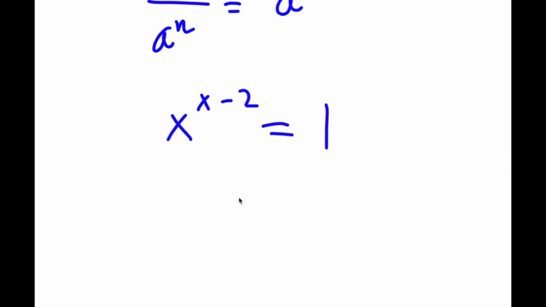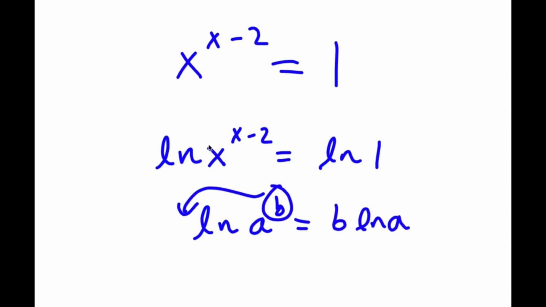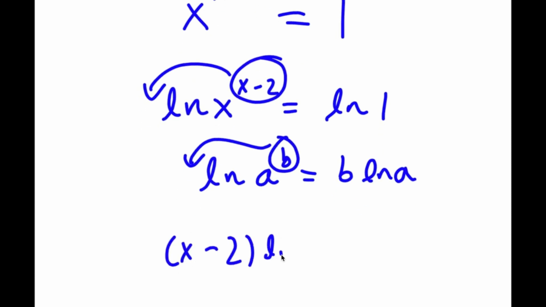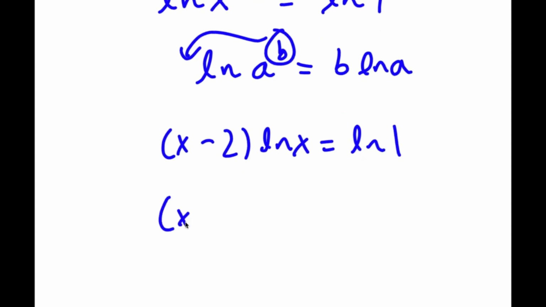Now, if I take the natural log, or ln, on both sides, I get ln x to the power of x minus 2 is equal to ln 1. Now, if I have something in the form ln a to the power of b, I can actually move this exponent of b to the front. So this can equal b times ln a. So for ln x to the power of x minus 2, I can move x minus 2 to the front. So that's going to equal x minus 2 times ln x, which is equal to ln 1. Now ln 1 is simply equal to 0. So now I have x minus 2 times ln x is equal to 0.